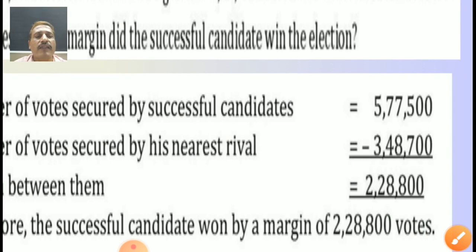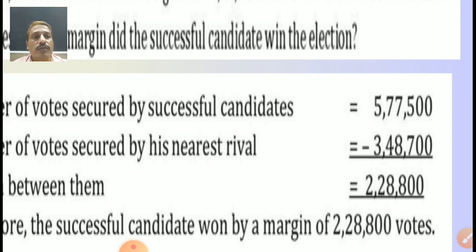Yes, our answer is right. 2,28,800 is the correct answer. Who got more votes? The successful candidate got more votes. Understood? Make your sentence. Once again I remind you, the sentence is to be made by the student in their own way. It is not compulsory to write this only. Don't stick to that one. Yes.